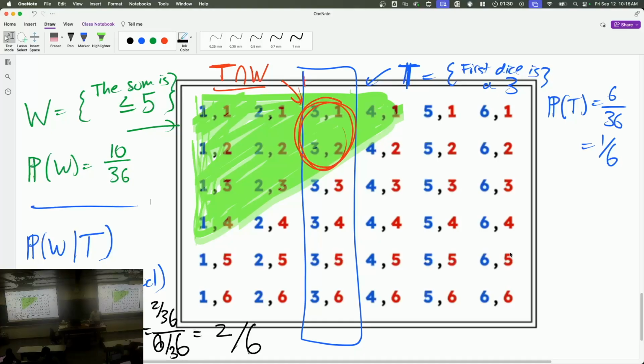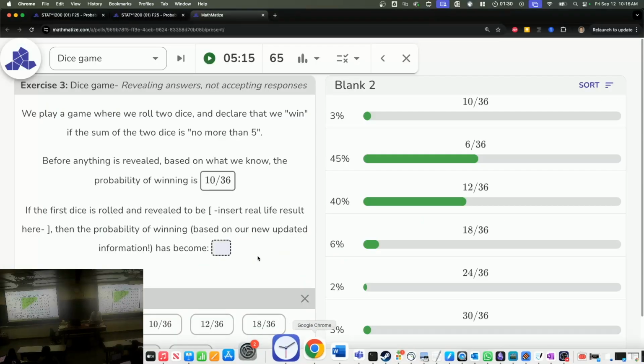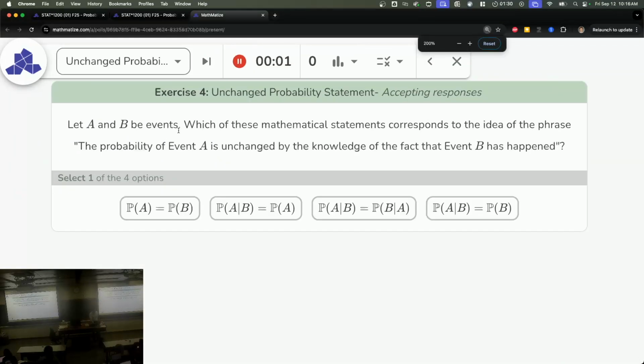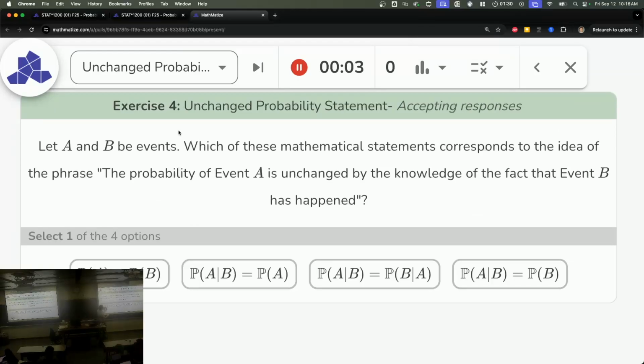Okay, let's do one last mathematized problem. And this is a really important thing that happens in probability. Sometimes you have two events, A and B, and a really interesting phenomenon happens, which is you're asking what is the probability that A happens? So what are the chances of you winning the game? And then you observe the knowledge of the event B. And something funny happens: sometimes the probability of A does not change. So whether or not B happens, the probability of A is exactly the same as it was before.